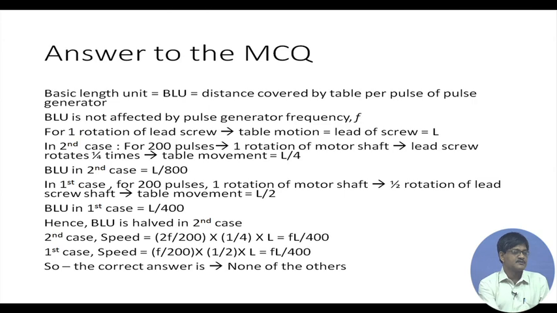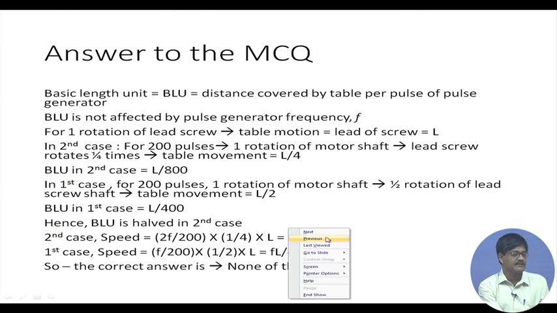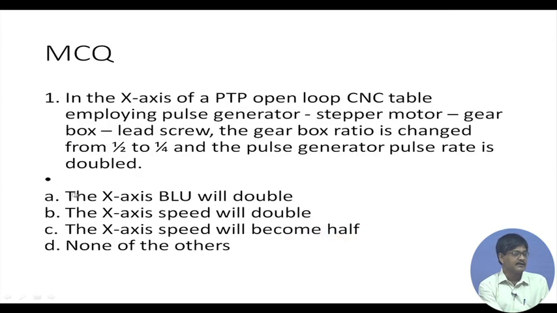So, let us go back and let us now find out the correct answer. The x axis basic length unit will double? No. The x axis speed will double? No. The x axis speed will become half? Definitely not. Therefore, the correct answer is none of the others. None of the others. Okay.